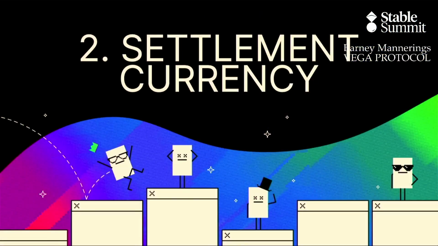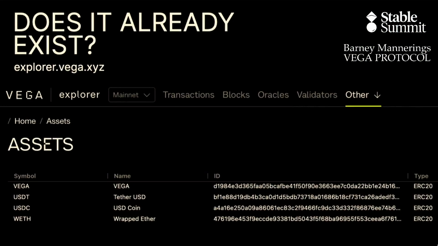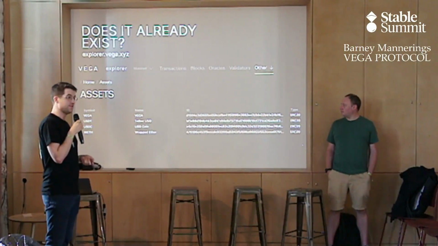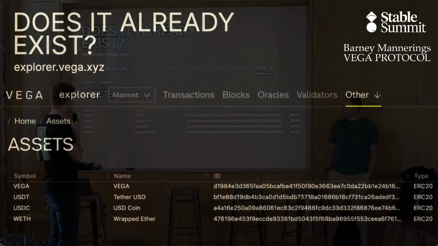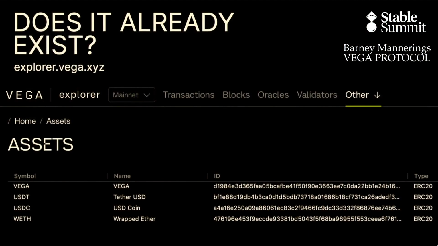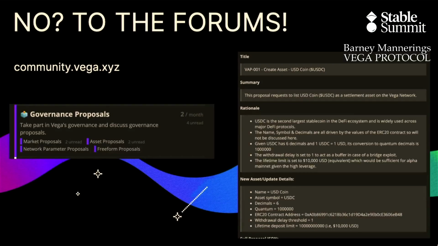So now that you've got your idea, you need to move on to your first discussion. So as I say, check if it already exists. If it does, and you're lucky enough, then you can skip this step. To do that, you go up here to explorer.vega.xyz. You can check this other tab, assets, and you'll see a nice list of what assets already exist on Vega. If it's there, you're golden. If not, you're going to have to go on to a proposal.